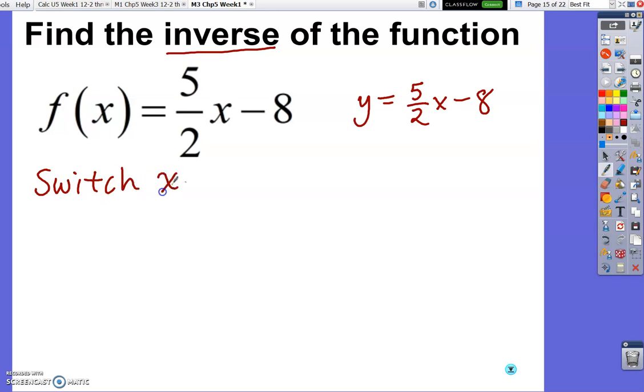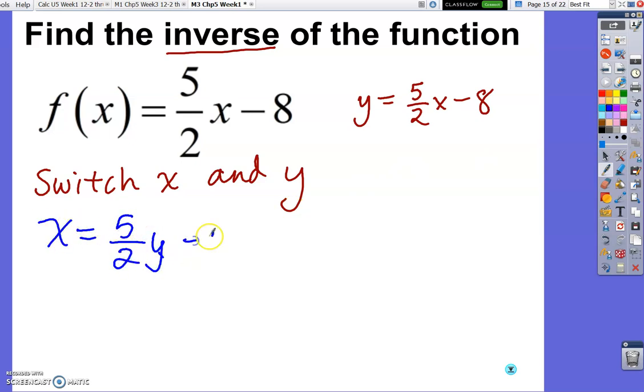x and y. Sorry, I didn't really need that comma, but specifically our input and output trade places. And so when I do that, I will end up with the following equation. X equals 5 over 2 y minus 8. So officially, I have the inverse right here.